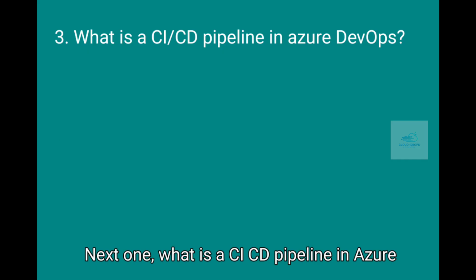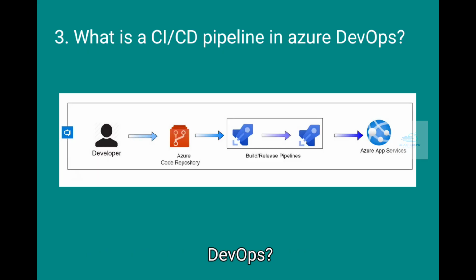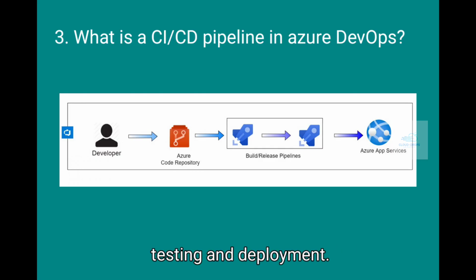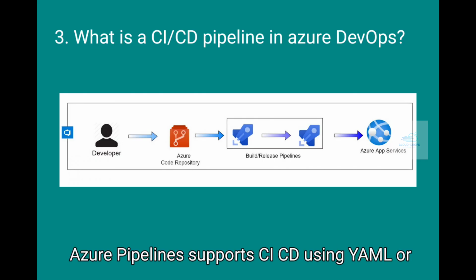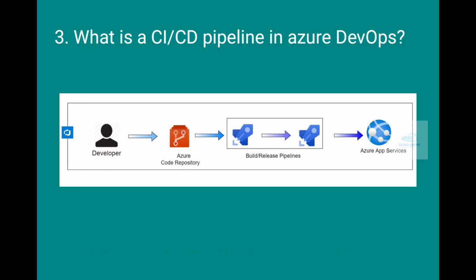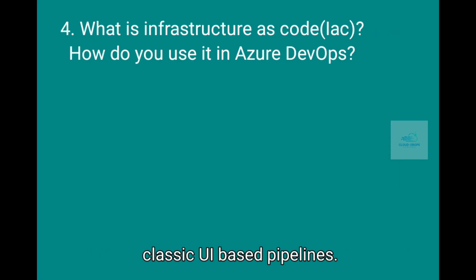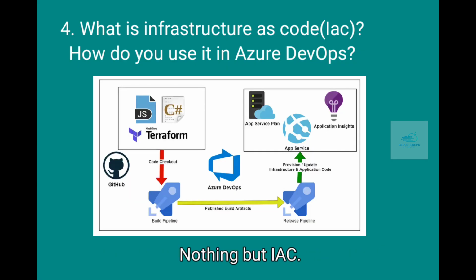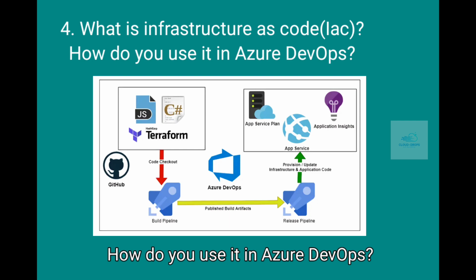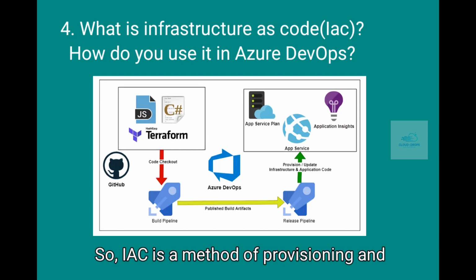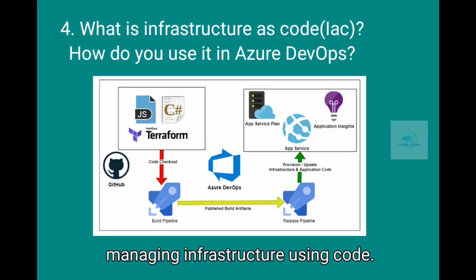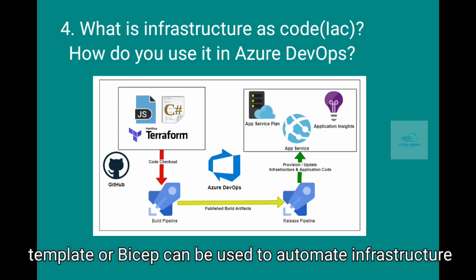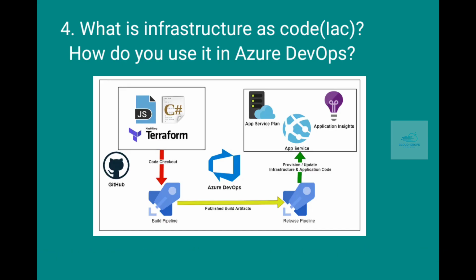Next one, what is a CI/CD pipeline in Azure DevOps? A CI/CD pipeline automates code building, testing, and deployment. Azure Pipelines supports CI/CD using YAML or classic UI based pipelines. Next one, what is infrastructure as code, nothing but IaC? How do you use it in Azure DevOps? So, IaC is a method of provisioning and managing infrastructure using code. In Azure DevOps, tools like Terraform, ARM template, or Bicep can be used to automate infrastructure deployment.